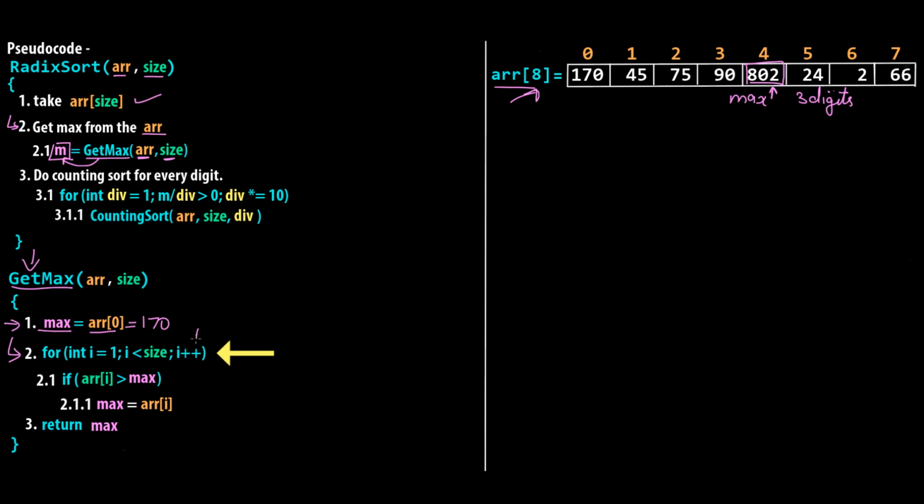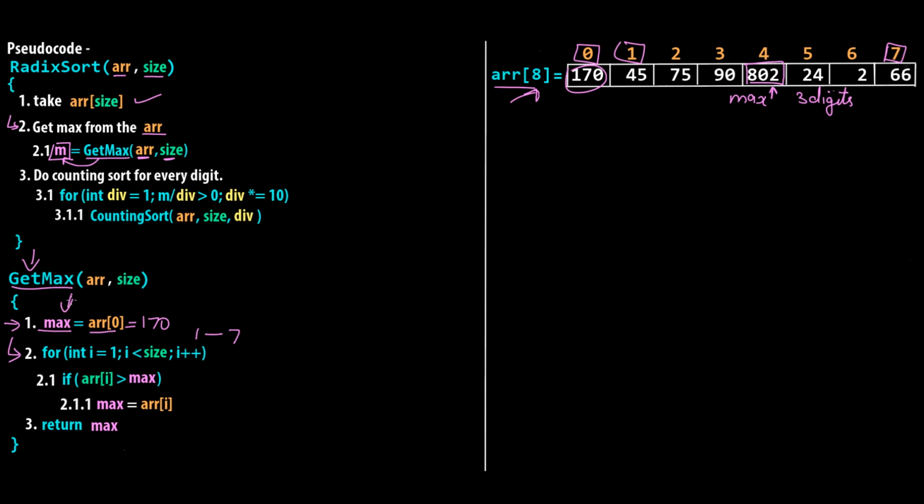So we will start from 1 and we will go to 7. That is the last index position, right? So we'll start from 1 and we will go till 7 because we are not considering the 0th index, because that value is already stored in this max variable.